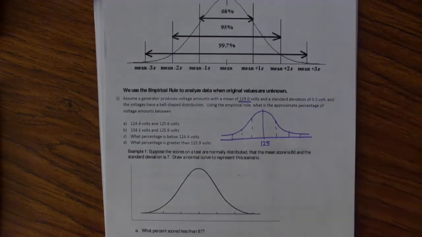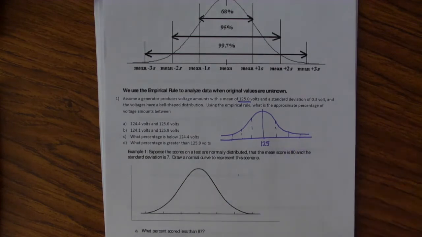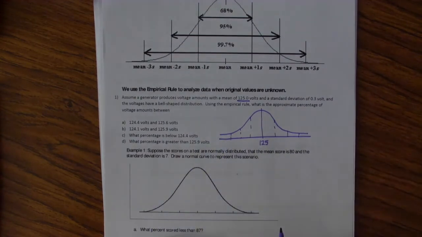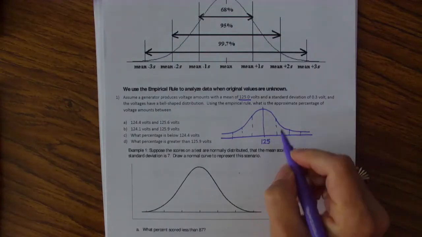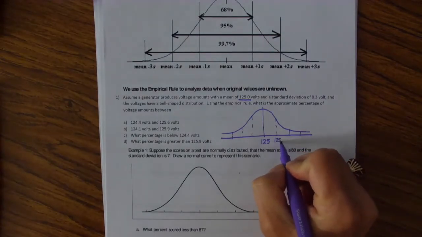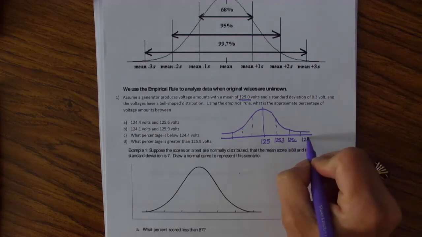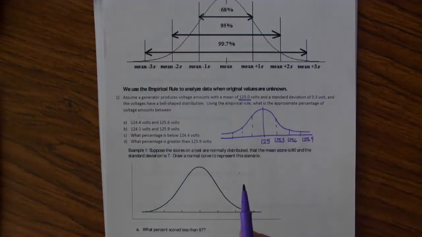Right? And now if the standard deviation is 0.3, I'm going to add 0.3, add 0.3, add 0.3, and I'm going to subtract 0.3, subtract 0.3, subtract 0.3, right? So what is that? What do you get when you add 0.3? Yes, right? So 125.3, 125.6, 125.9, and that's 1, 2, 3 standard deviations, right?